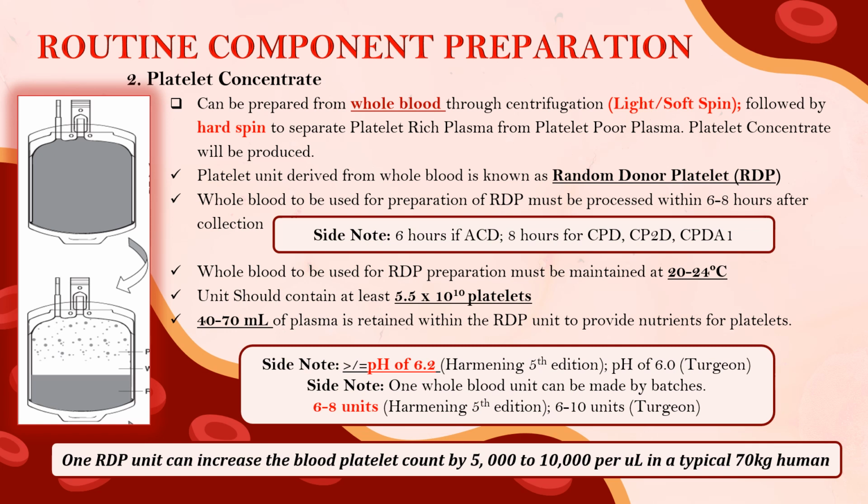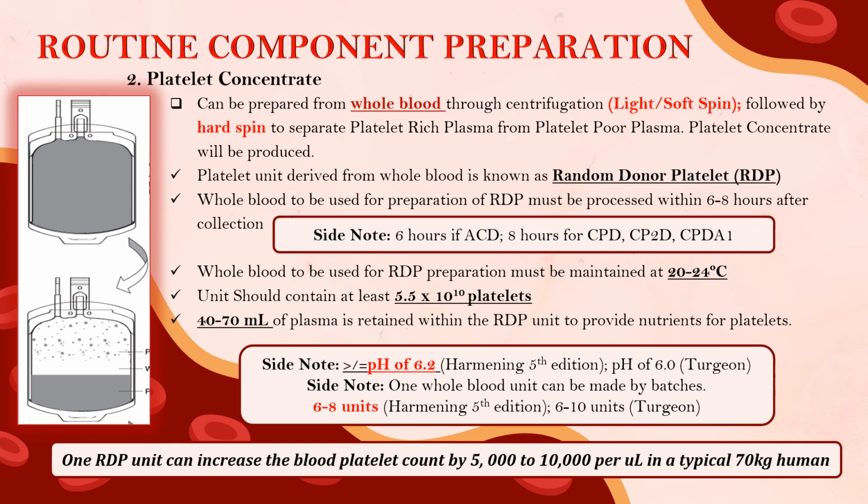And the whole blood to be used for the preparation of this random donor platelet must be processed within 6 to 8 hours after collection. So it varies depending on the anticoagulant preservative used. For example, for ACD, the whole blood for RDP preparation must be processed within 6 hours, while 8 hours for CPD, CP2D, and CPDA1. So this whole blood for RDP should be maintained at 20 to 24 degrees centigrade.